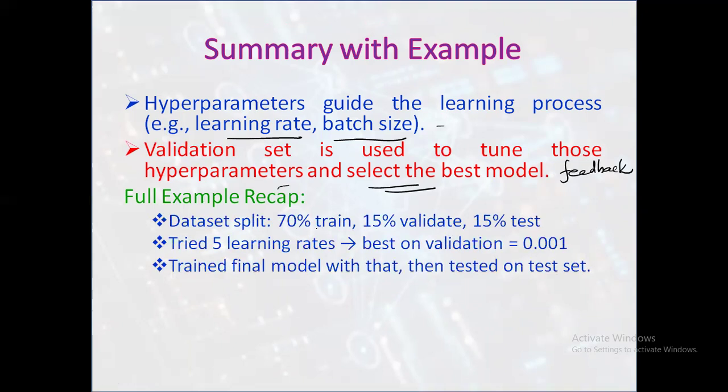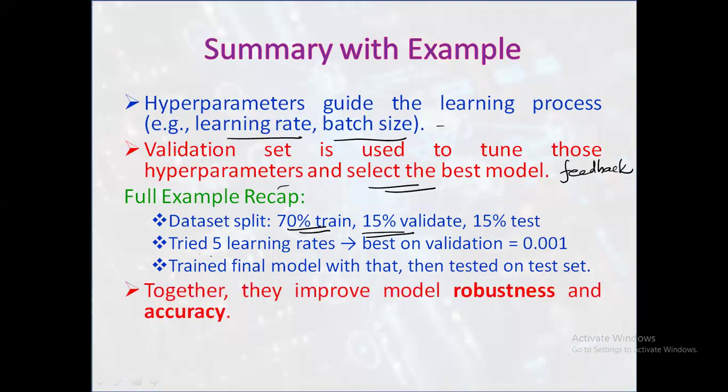So next, full example. Combining all the concepts helps solidify understanding. Data split is 70 percent for training, 15 percent for validation, and 15 percent for testing. This common split ensures enough data for learning while maintaining reliable tuning and evaluation. Next, tried 5 learning rates. Best on validation, we'll be taking 0.001. If it is giving a better performance, we'll consider it. Multiple learning rates were tested and 0.001 gave the best validation accuracy.